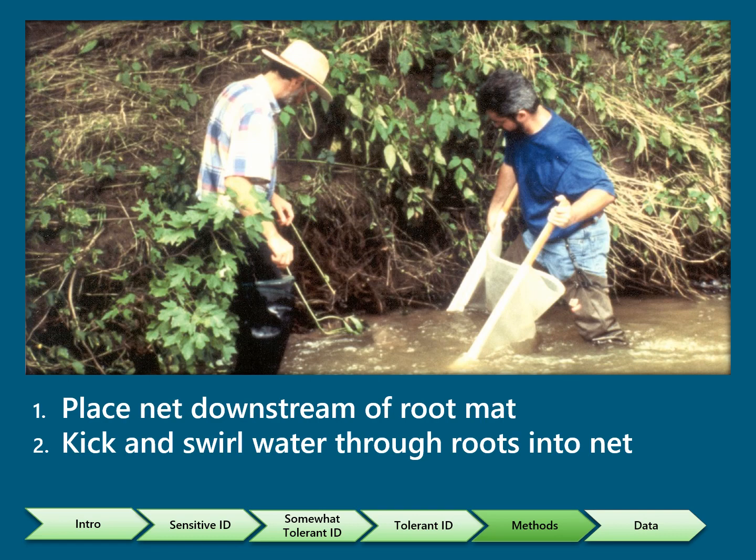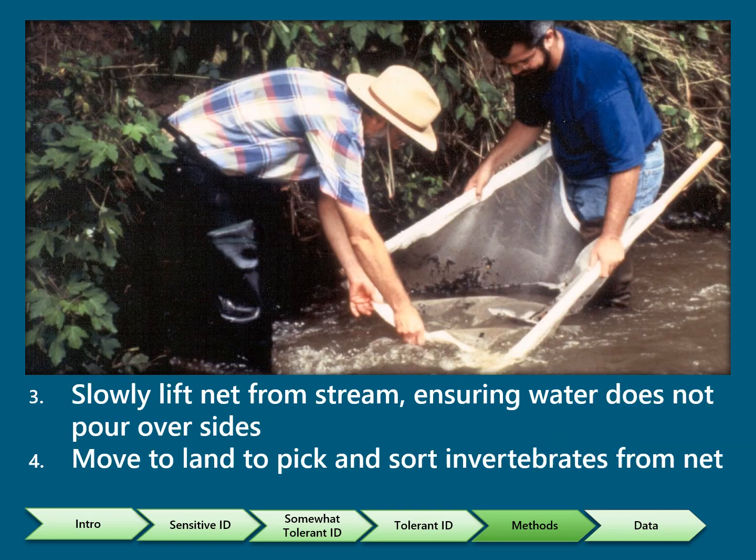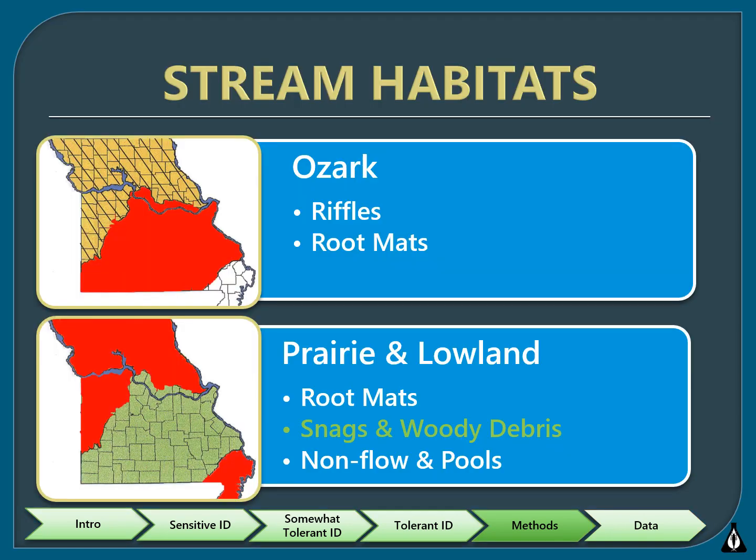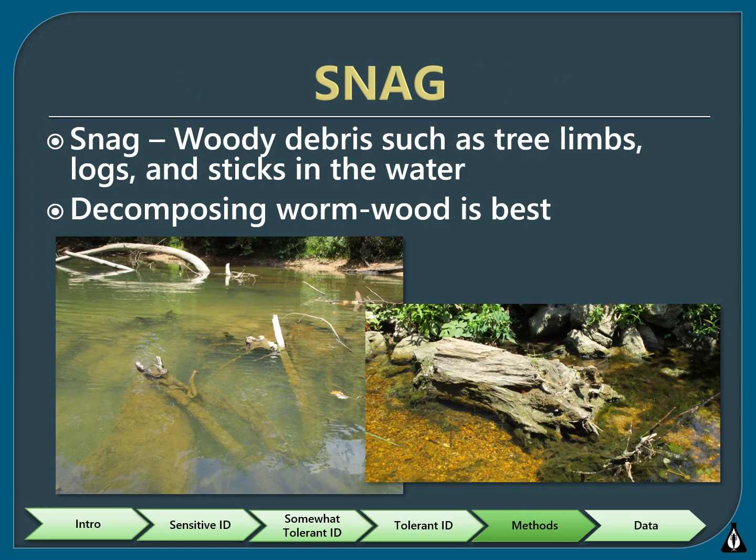Kick and swirl the water under the root mat so invertebrates dislodge and float down into the net. Use your foot to disturb the root mat, not your hands. There may be biting critters in there, or poison ivy. Slowly lift the net from the stream, making sure that water and invertebrates do not spill over the side. Move the net to the land to pick and sort the invertebrates into a sorting tray. If your site has no riffles or root mats to sample, you can sample snags or woody debris. A snag is a tree, a limb, or other woody debris in the water.